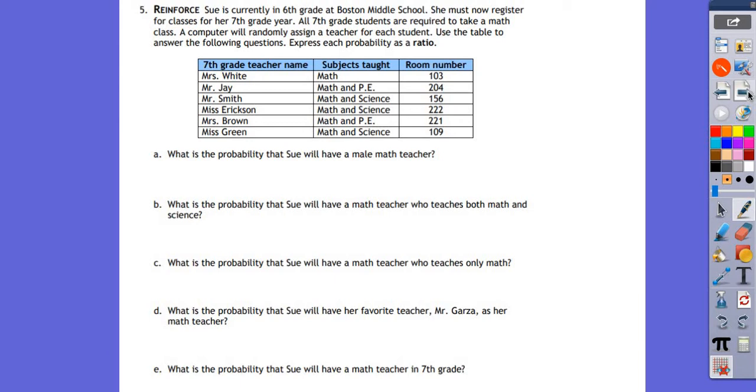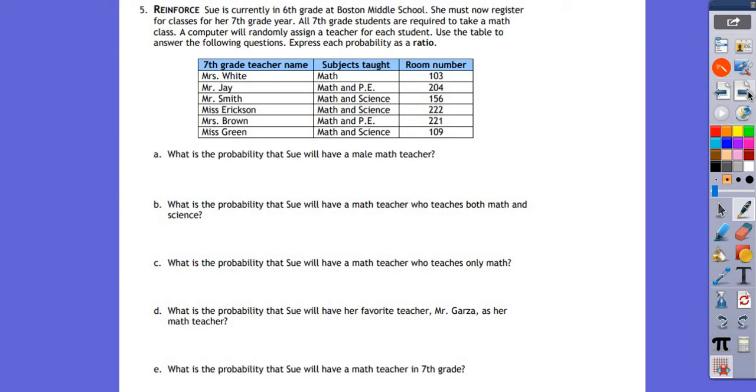What does a ratio look like? What kind of number? And then you've got 2 dots. Does it look like a percent? No. What does it look like? It looks like a fraction. So if it says, give me a ratio, it basically just wants you to give it a fraction.